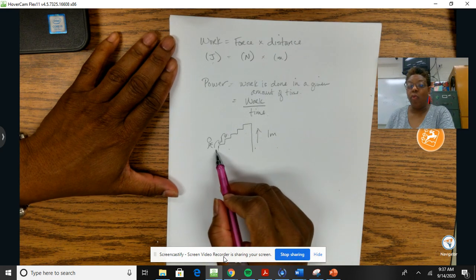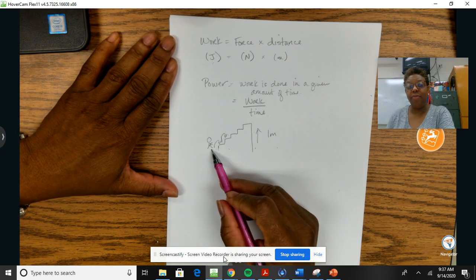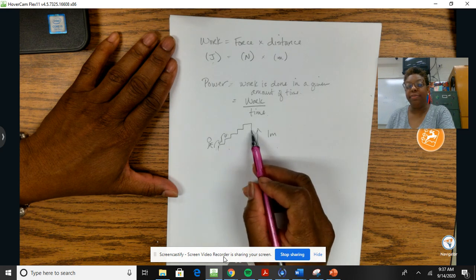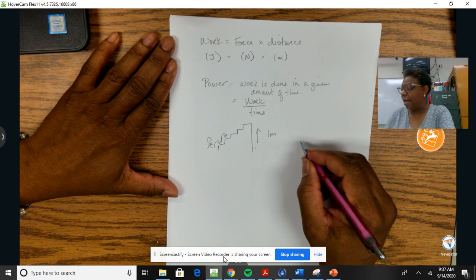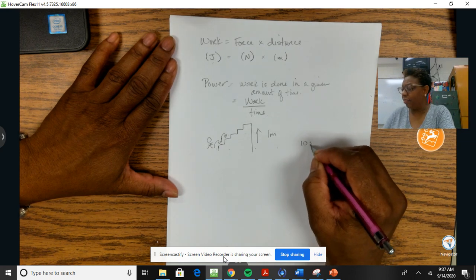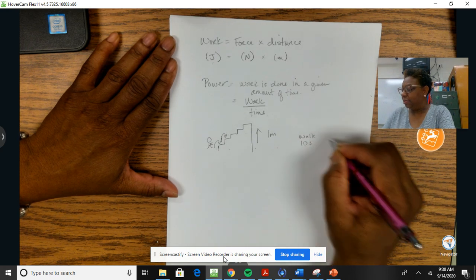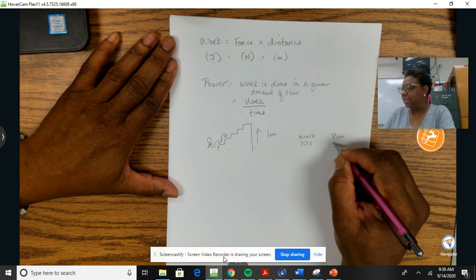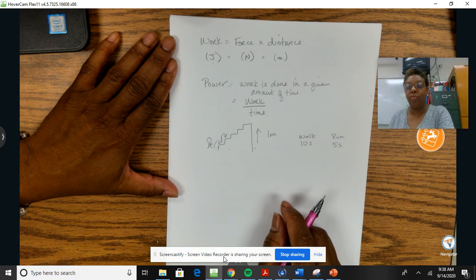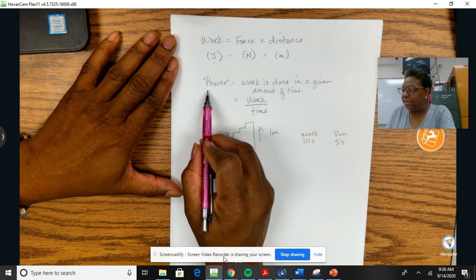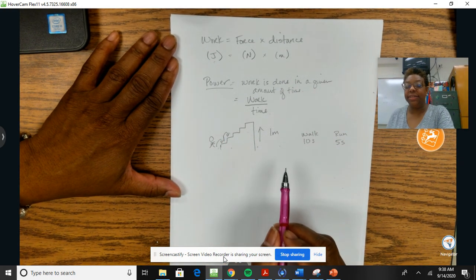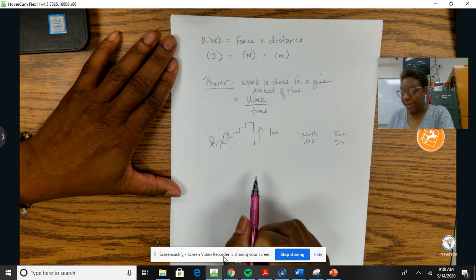You want to walk up the steps. So let's say when someone walks up the steps, it takes them, let's say, 10 seconds. When they run up the steps, it only takes 5 seconds. Okay. Our physics definition of power is which one did work more quickly, right?